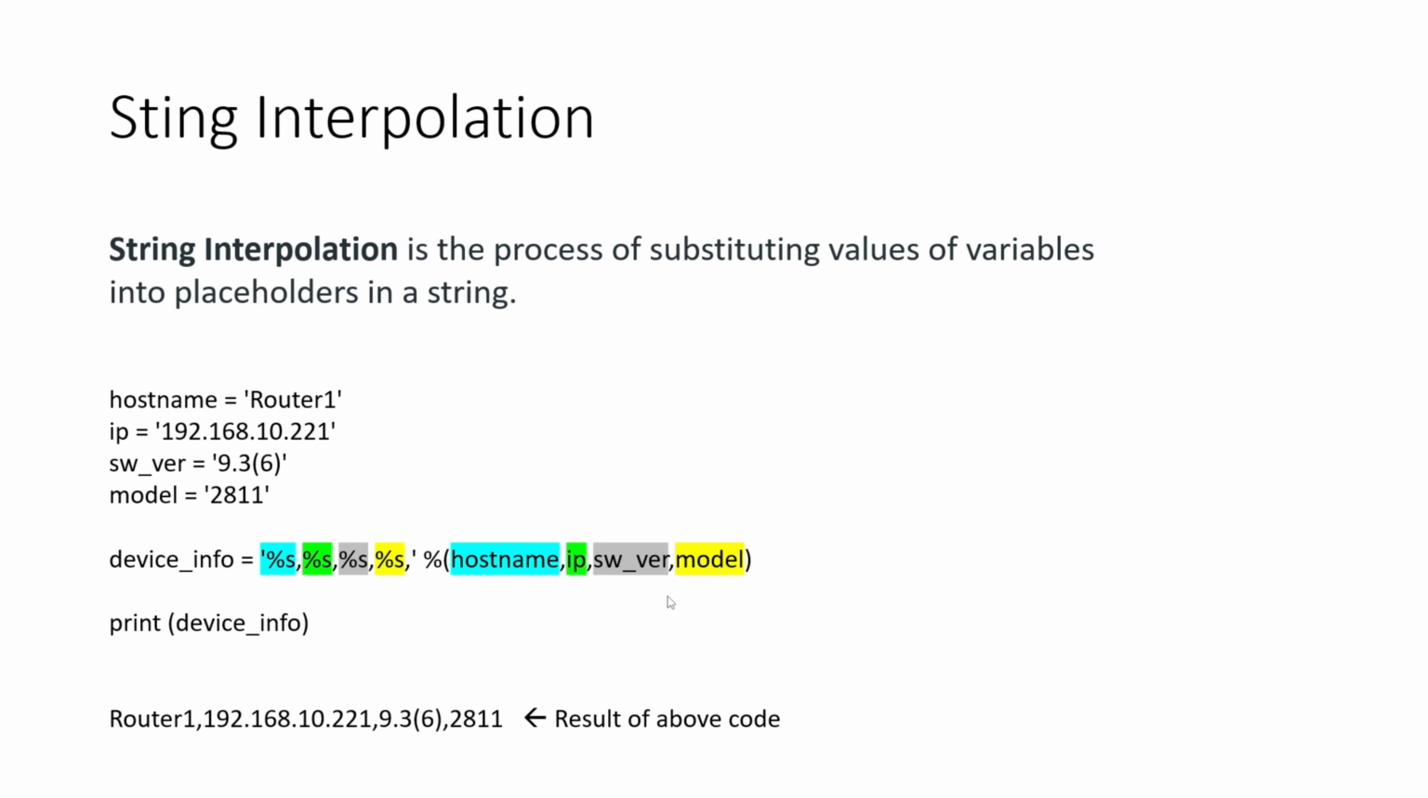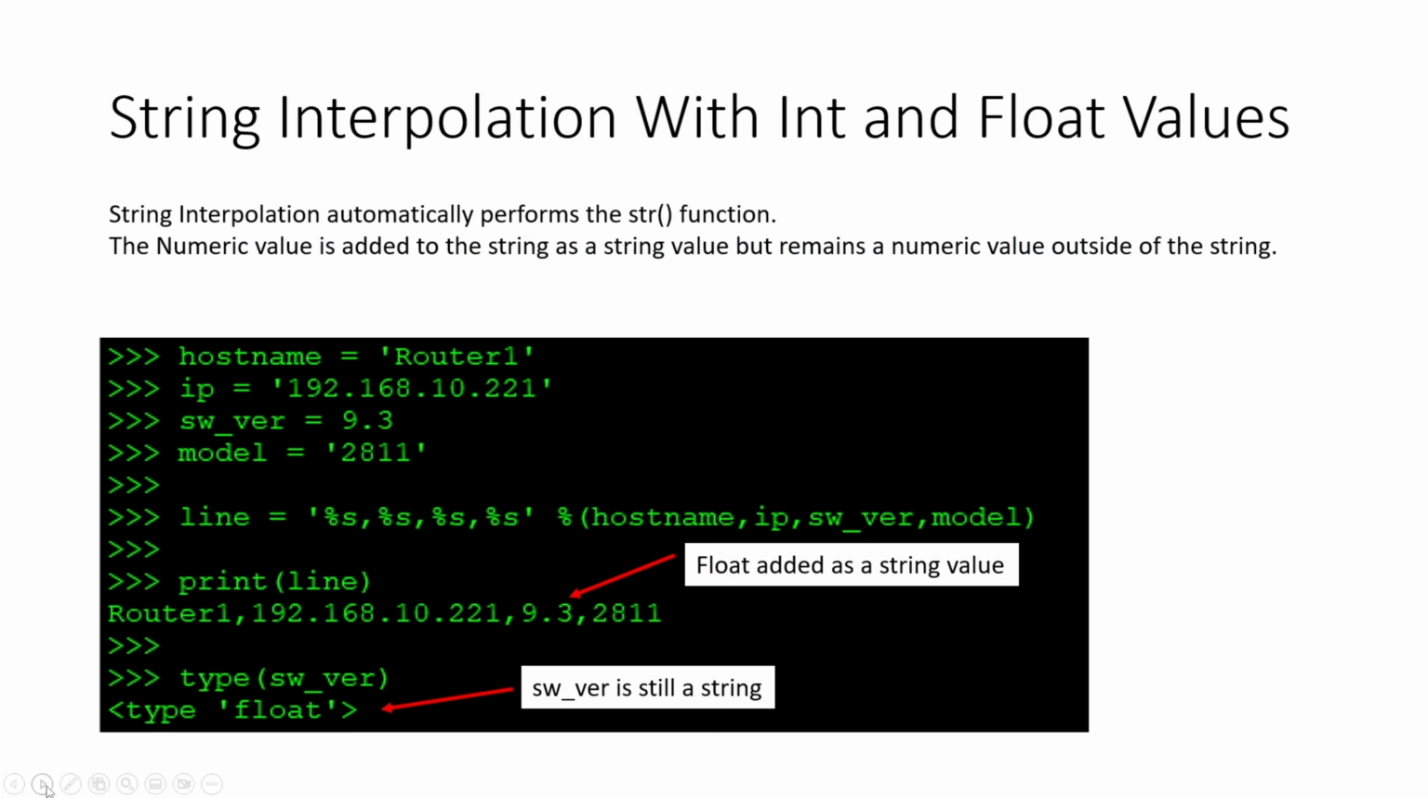When I do string interpolation, it will also take a floating point decimal and convert it to a string as well. I don't particularly like this method as much as some other methods for strings, but you do need to understand this because you will actually see it in Python documentation. Now when I do this with int and float values, here's an example of it. Here I've converted software version to a float, and when I interpolate it, it does indeed print for me, but it's still a floating point decimal.